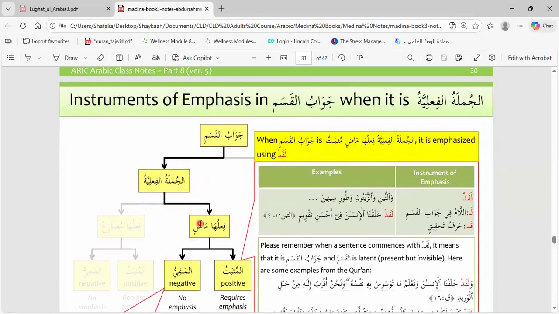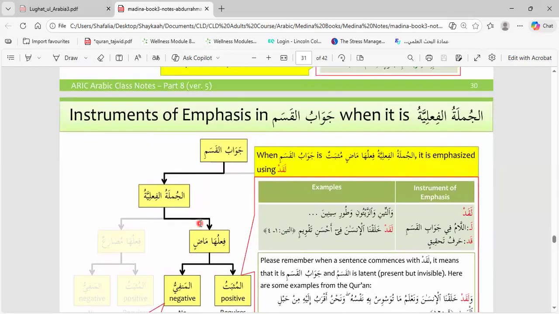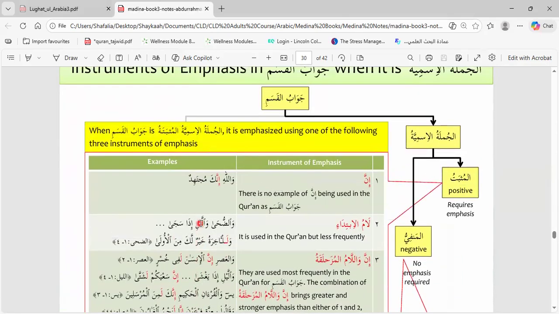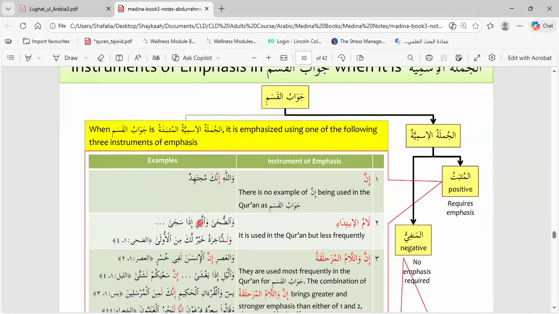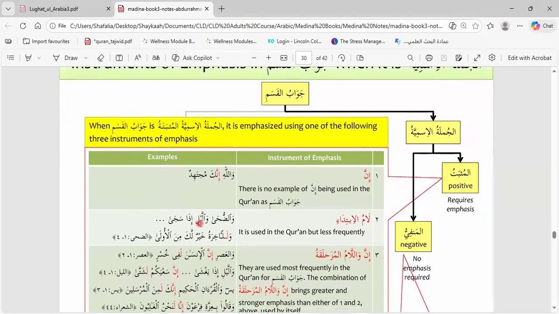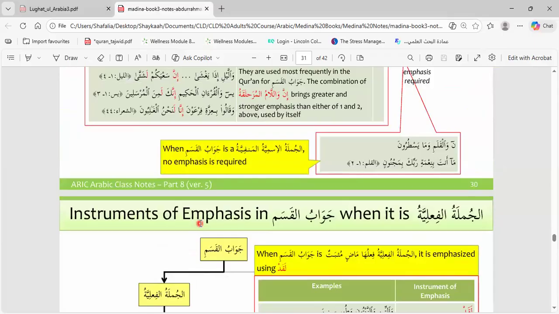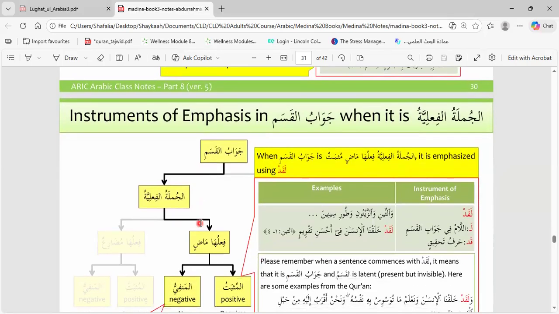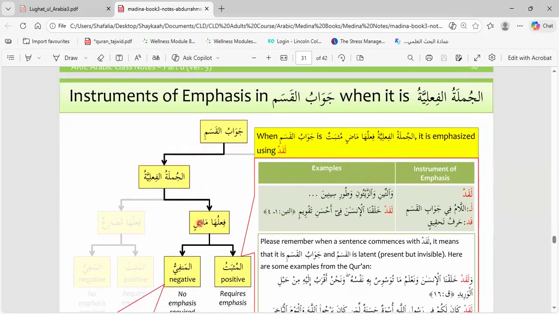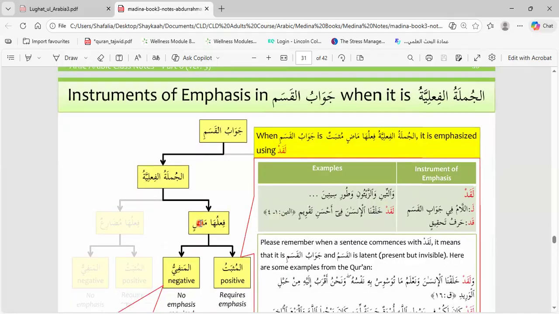Instrument for emphasis of Jawab al-Qasam and Jawab al-Fi'liya. So here we've had a look at the Jumla al-Ismiya, having a Jawab al-Qasam, meaning the answer to the oath in a nominal sentence. Next, the answer to the oath in a verbal sentence.